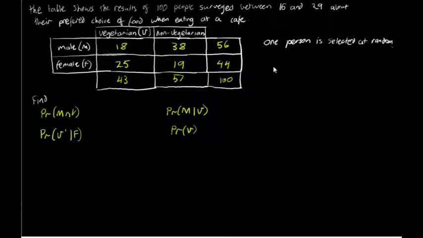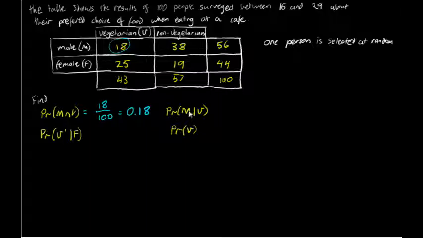We're going to select one person at random, and we need to work out these four probabilities. The first one is the probability that the person selected is a male and usually eats a vegetarian meal. So male and vegetarian we find is 18. That's our desired event out of the total, which is 100. So we get 18 out of 100, or we can say 0.18.